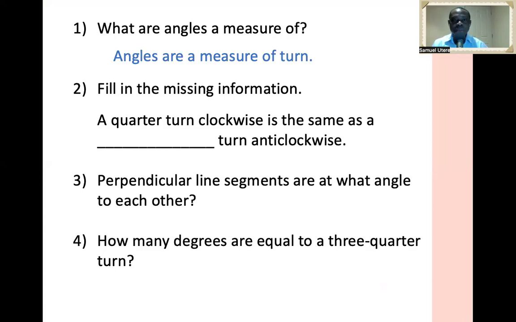Next, you ask, fill in the missing information. So a quarter turn clockwise is the same as 3/4 turn anti-clockwise. Perpendicular line segments are at what angle to each other? They are 90 degrees or right angles. And next, how many degrees are equal to a 3/4 turn? 270 degrees.